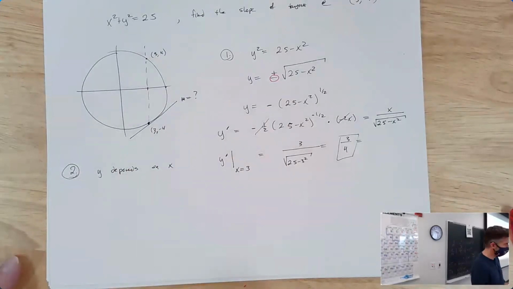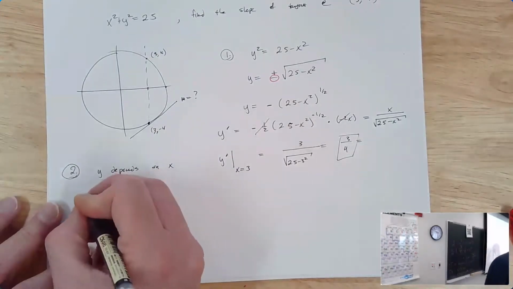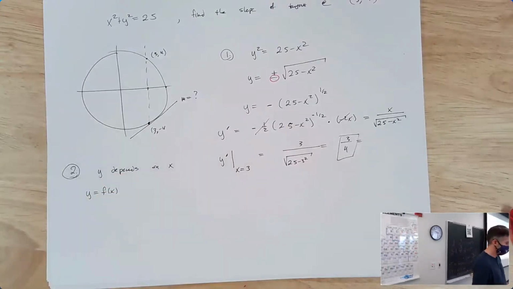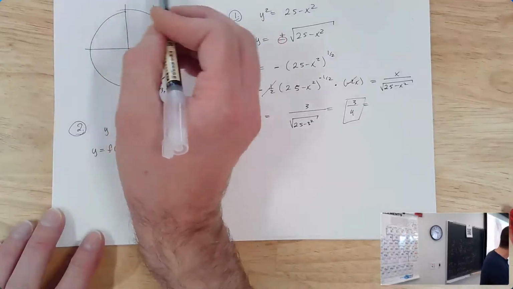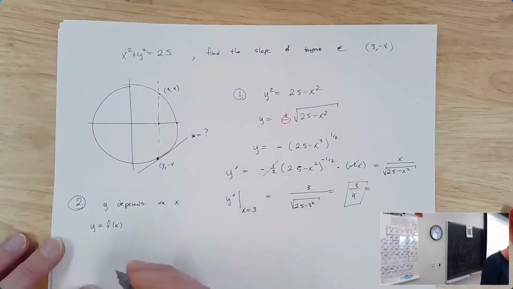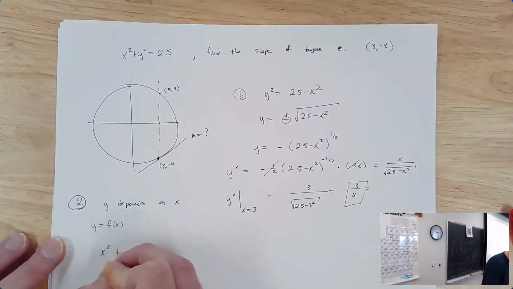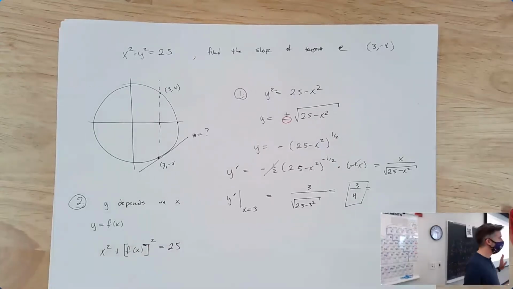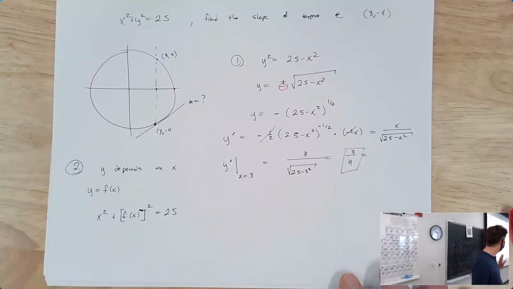But I'm going to write it this way. I'm literally going to write y as a function of x. So now I'm going to rewrite this equation, x squared plus y squared equals 25. I'm going to write it as x squared plus f of x squared equals 25. And I'm not going to solve for f of x. I'm just going to differentiate the whole thing right now.